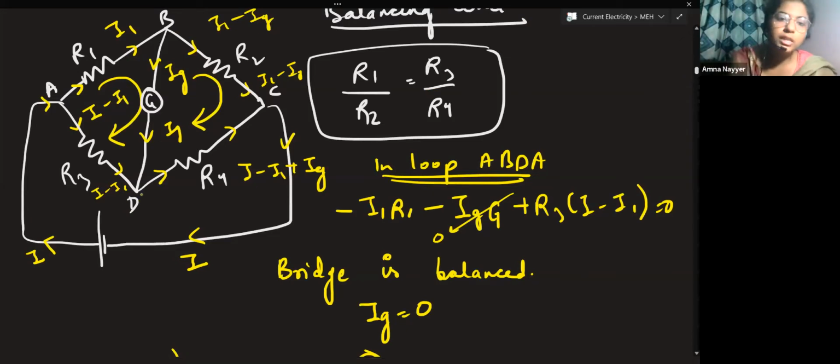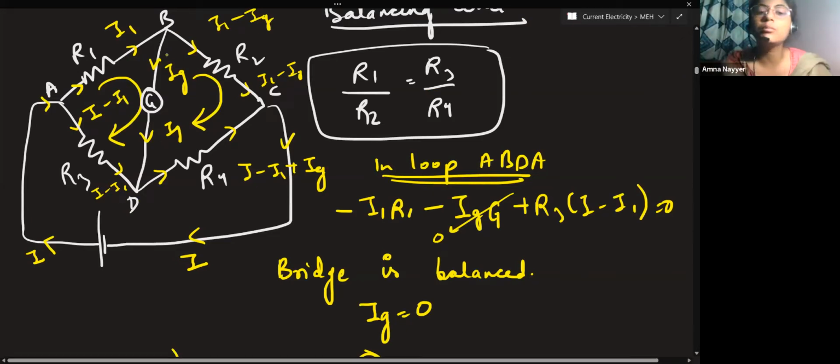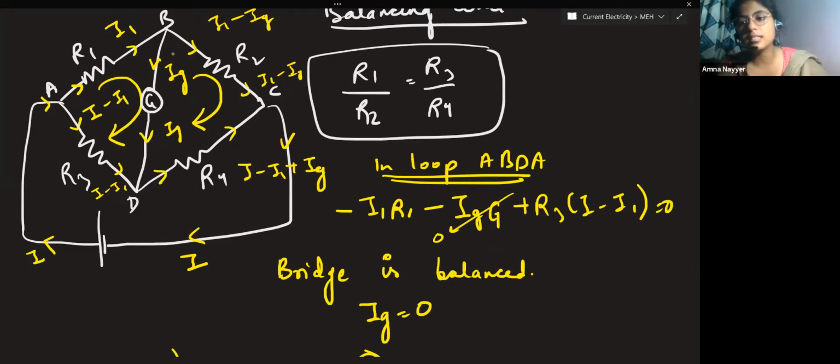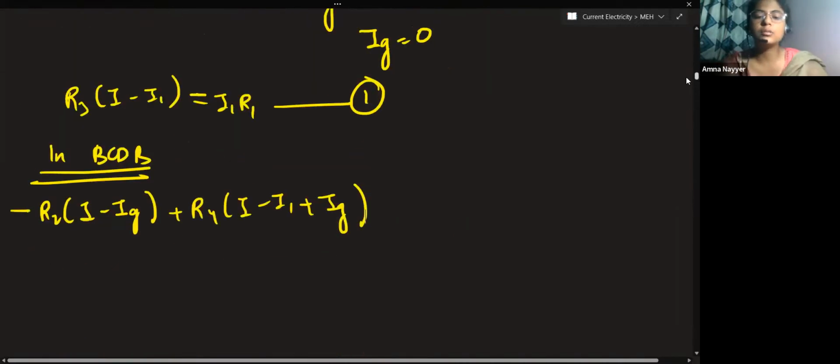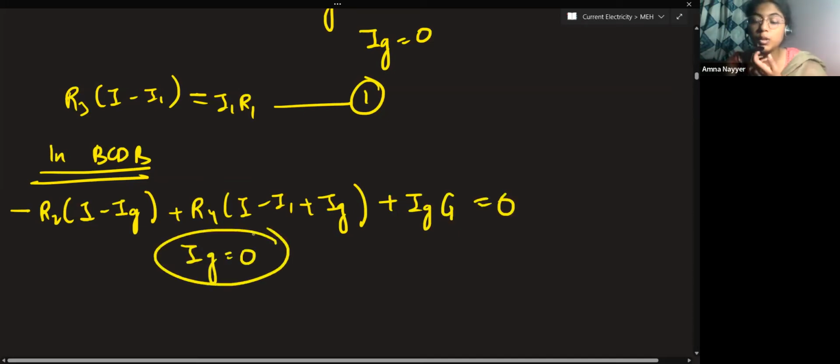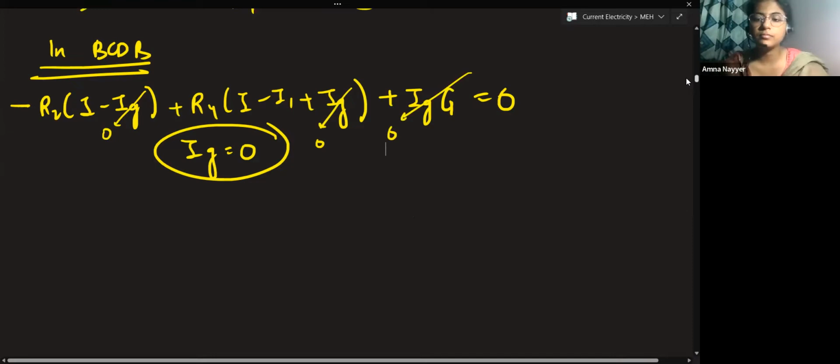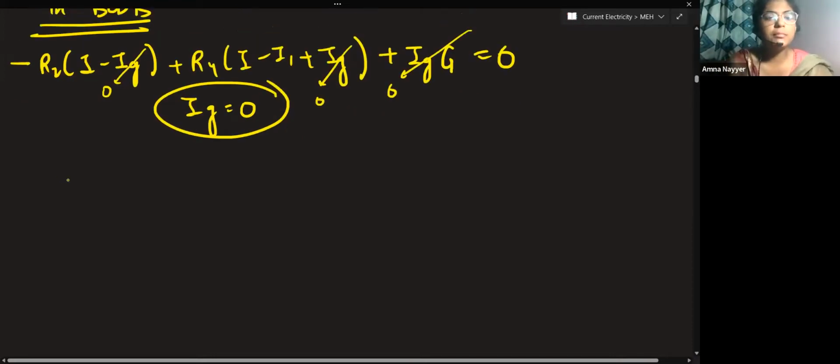So if we move from D to B back, we are moving opposite to the direction of current. That will be positive. Current is Ig, resistance is capital G. So this becomes plus Ig into G. This much is equal to 0. For balancing condition, Ig will be equal to 0 and you have to put it in the values wherever you see Ig. So this becomes 0, this becomes 0, this whole term becomes 0. See, what are we left with? We are left with minus I1 R2 from here. Then we are left with what?